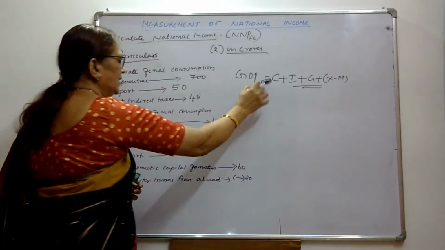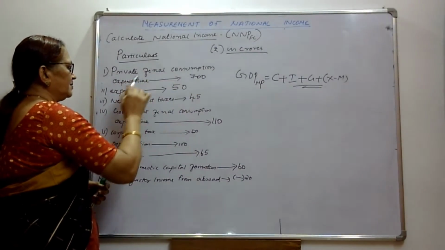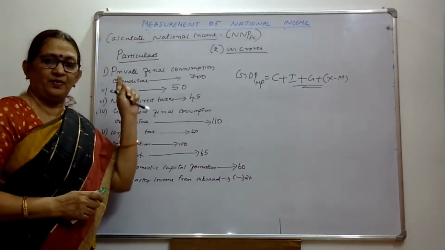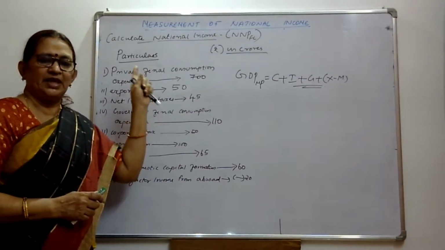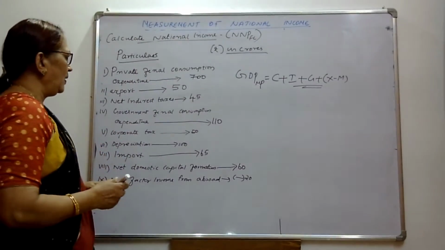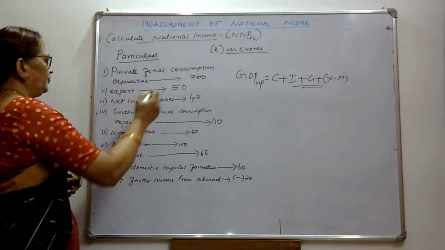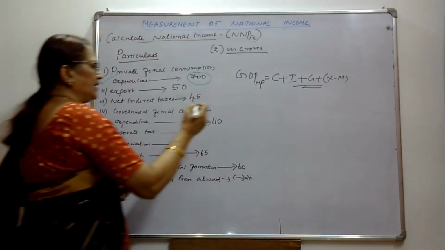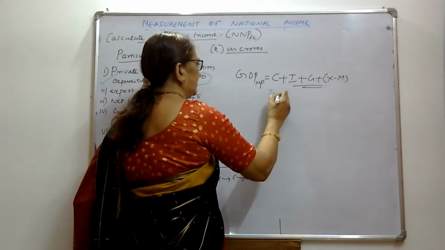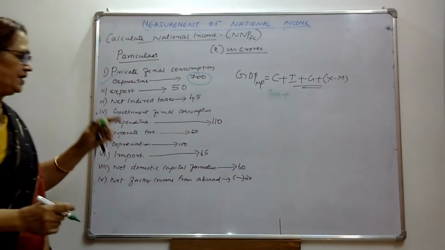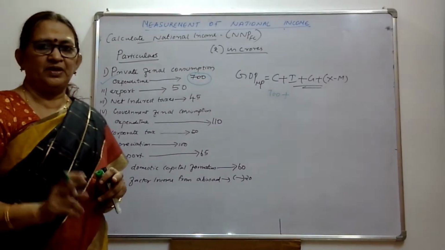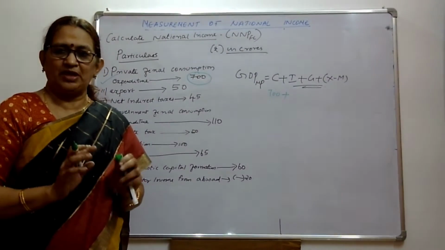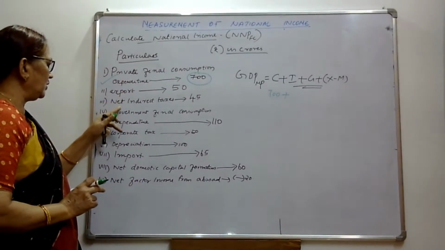C is private final consumption expenditure, personal consumption expenditure, the expenditure of households, individuals or non-profit institutions. How much is that? 700. So this we are entering here. 700 plus, what is I? Investment expenditure, gross investment or gross domestic capital formation. Both are the same. So we will check where gross investment is given.